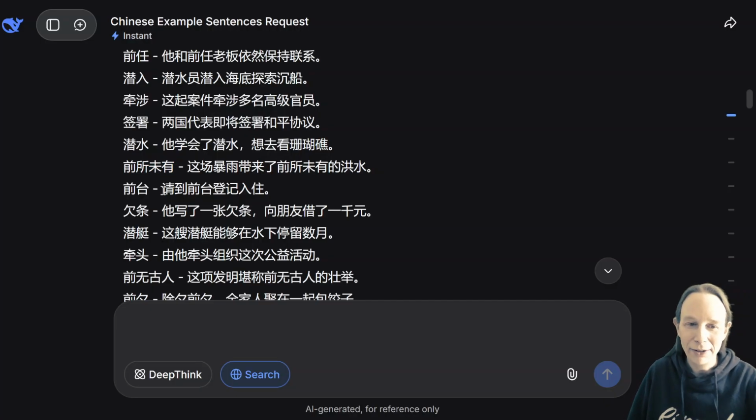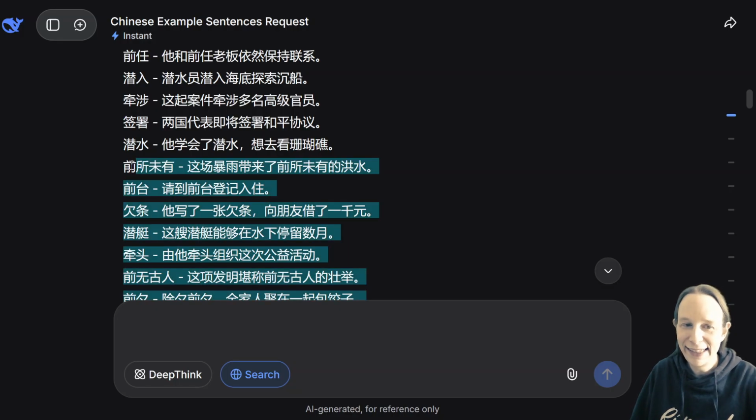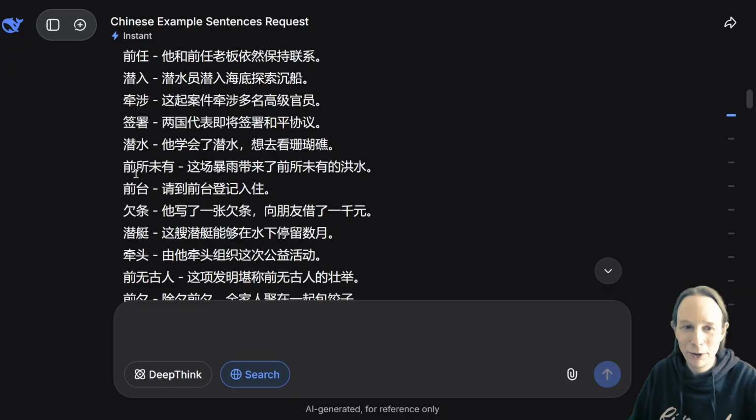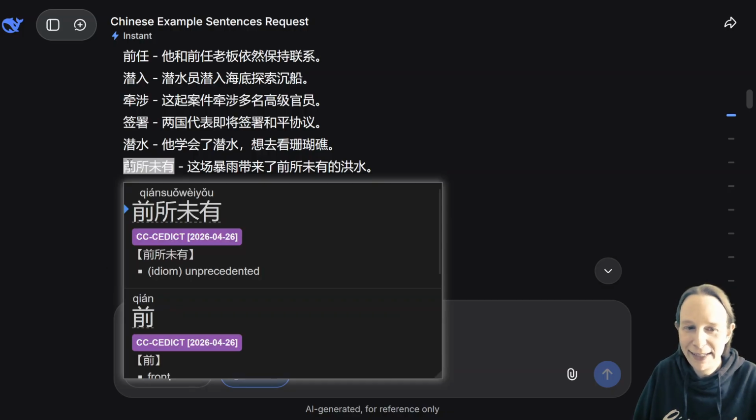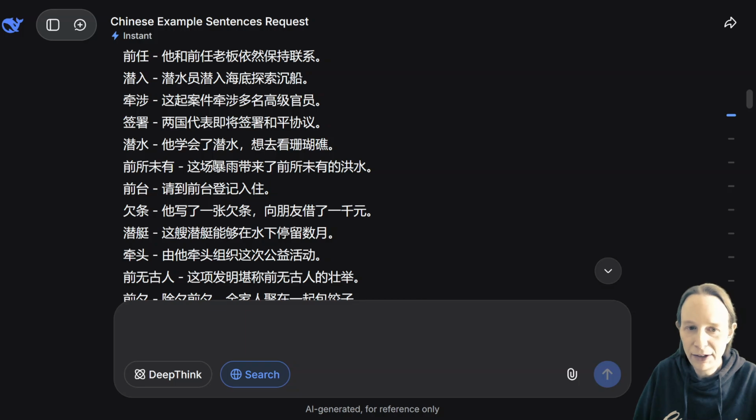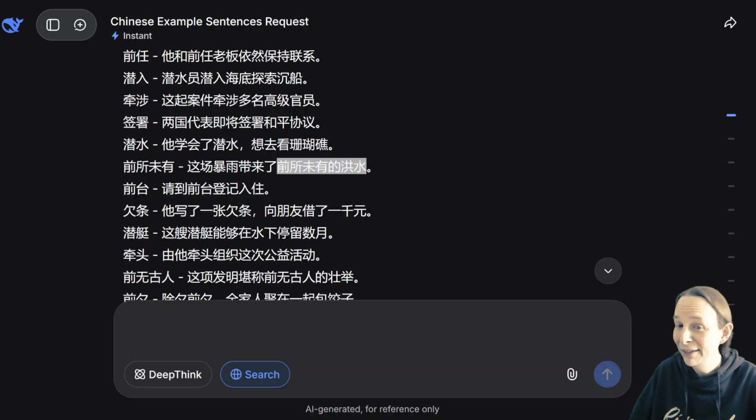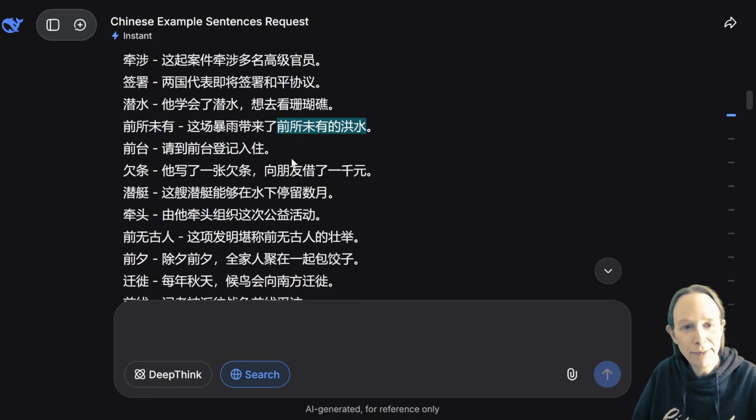前所未有. All right, but basically 前 is in the past, 所 can have really no meaning, but here it might just mean at any point in the past. 未 is a negation, like there does not 有 exist. So unprecedented. 这场暴雨带来了前所未有的洪水. So unprecedented floods or flood water.